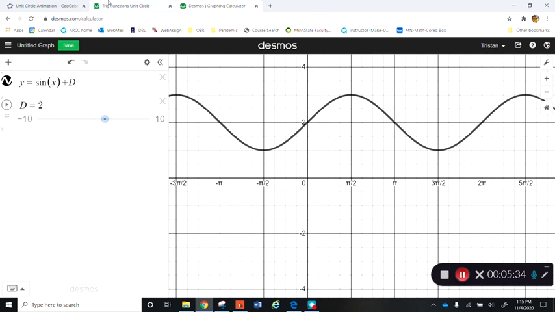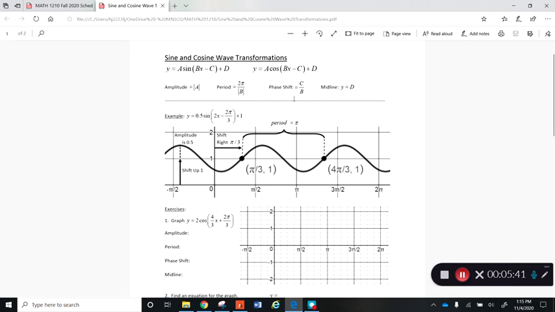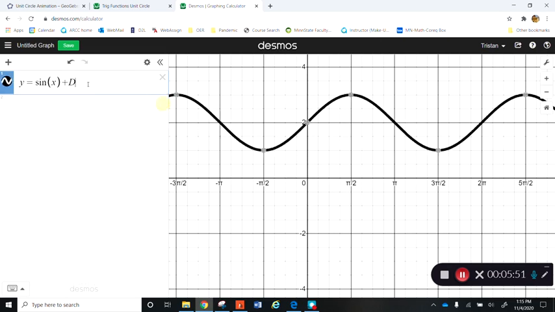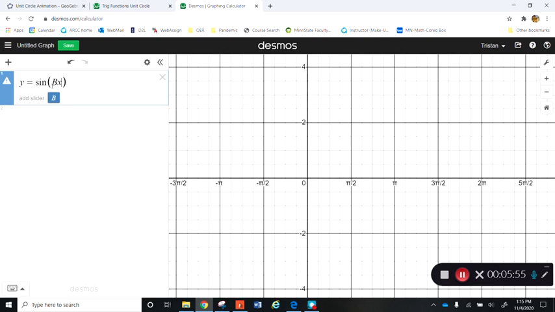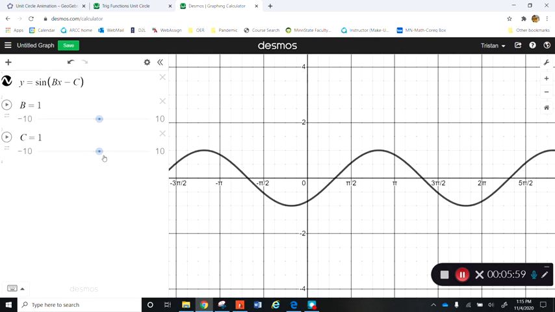All right, so that's pretty straightforward. That's just vertically shifting the thing up and down. Which brings us to the last one that I skipped here, phase shift, which is kind of the most complicated one of the four. If you have bx minus c inside here, let's put that in there. Put a b and put a bx and a minus c. We'll get sliders for both of these.